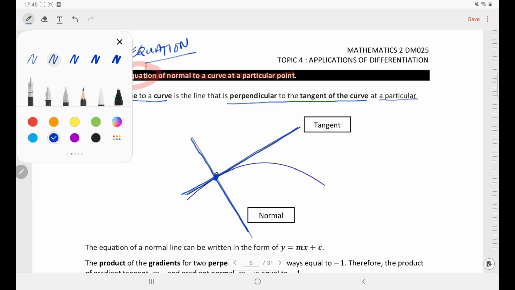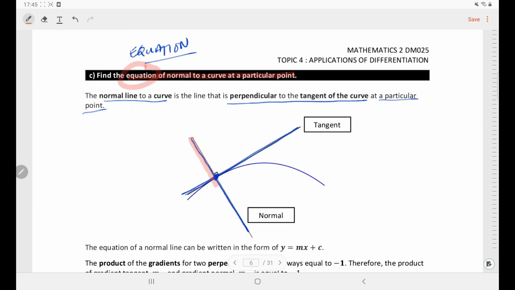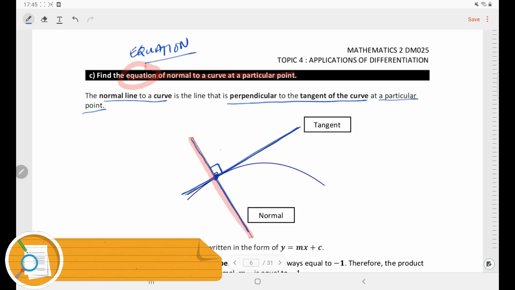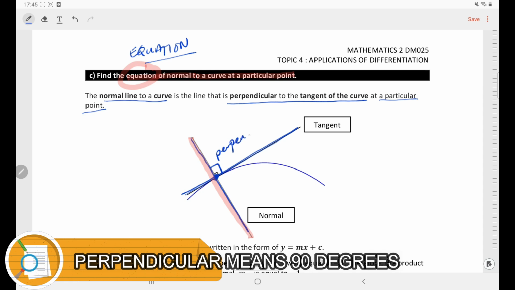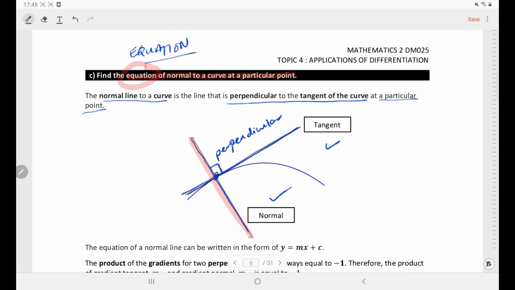So, kalau kita guna color lain, ni lah. The red one is the normal. So, cuba awak perhatikan dia dengan tangent kita. Okay, macam mana position dia? Dia betul-betul tepat 90 degree kan? That's why dia kata dua ni adalah perpendicular to each other. Okay, tangent and normal are perpendicular to each other.